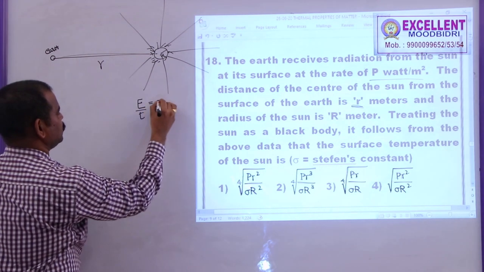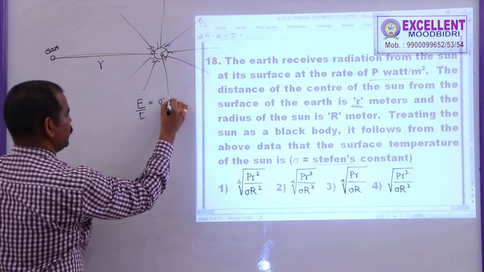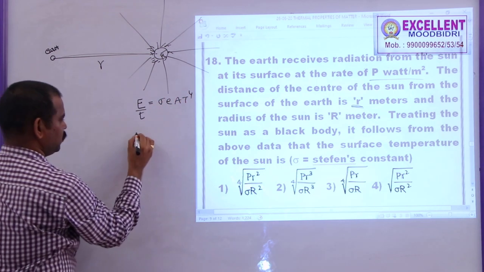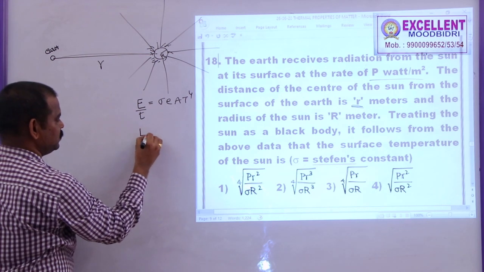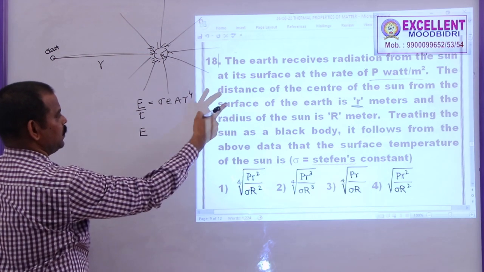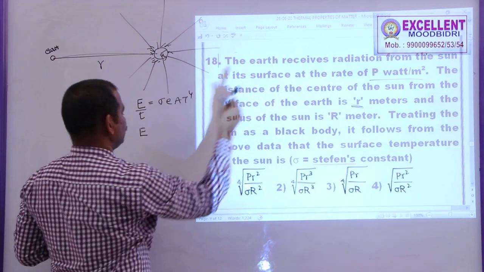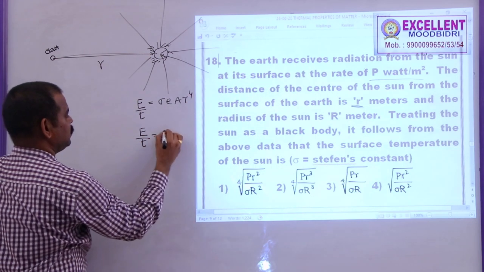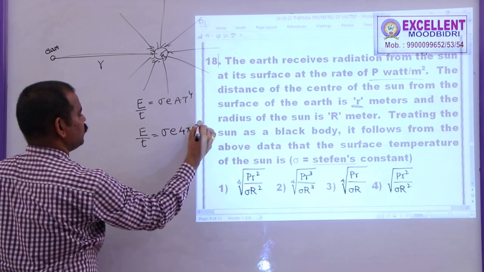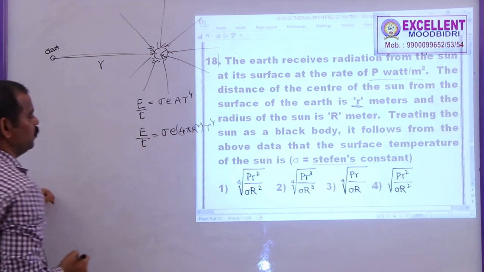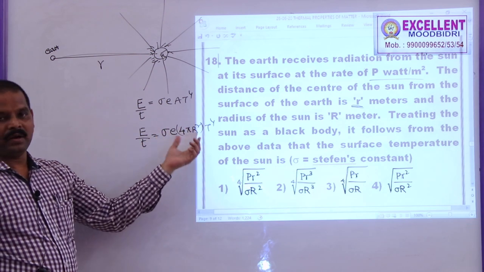E by T is equal to sigma E A T power 4. So, the energy radiated per unit time is given by, this is E is equal, this is given as P. Here earth receives heat energy, but I am not taking that one. E by T is equal to sigma E, area of the sun is 4 pi r square T power 4. So this is the power radiated by the sun.